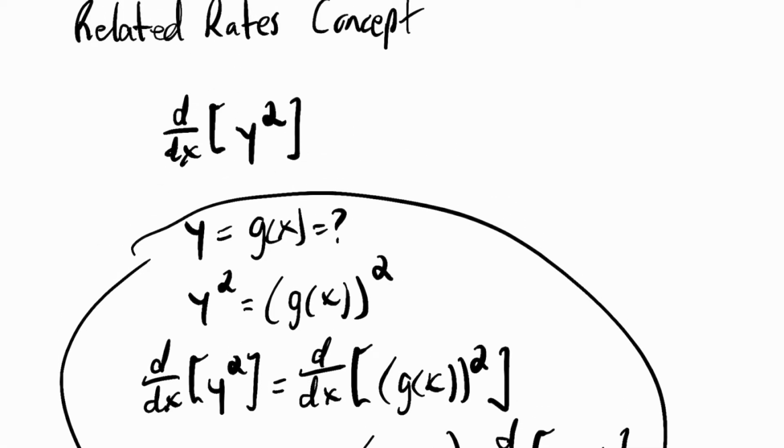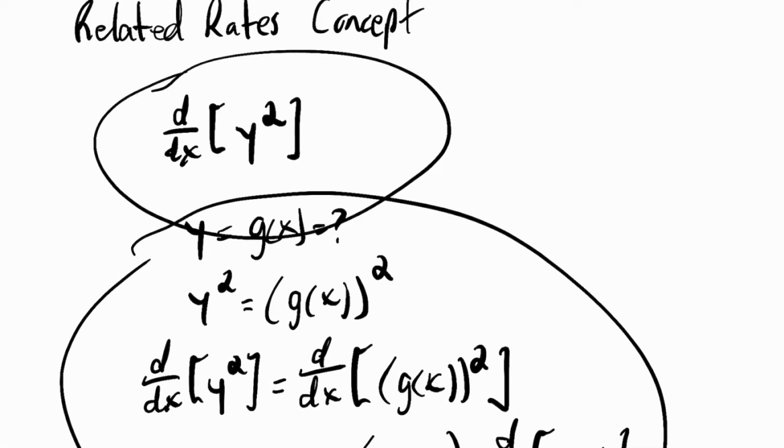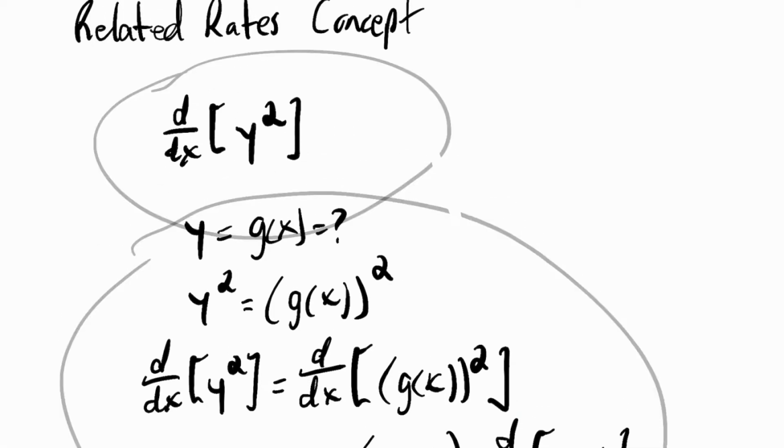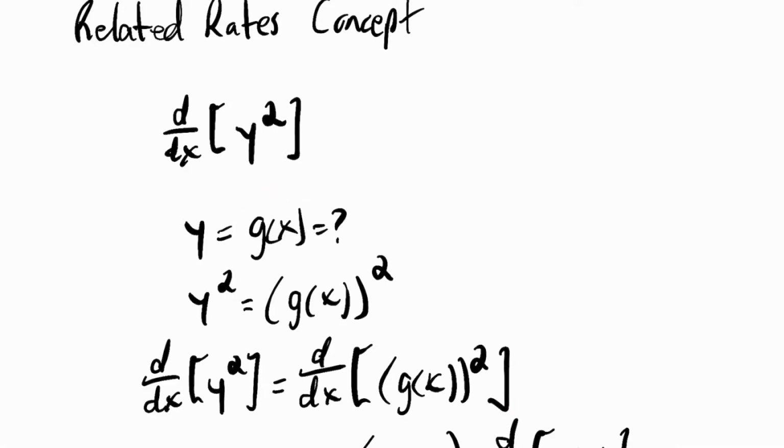When I look at this, the outside function is the exponent 2, I'm squaring something. So the derivative is going to be 2 times the inside function, and then times the derivative of that inside function. Now, that's just a survey of implicit differentiation.